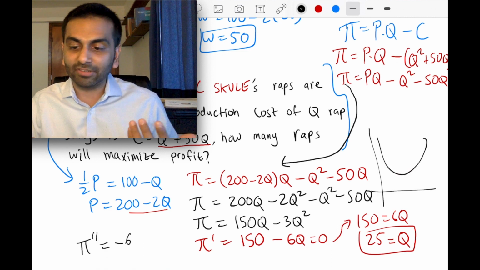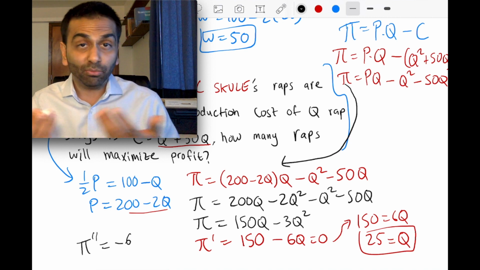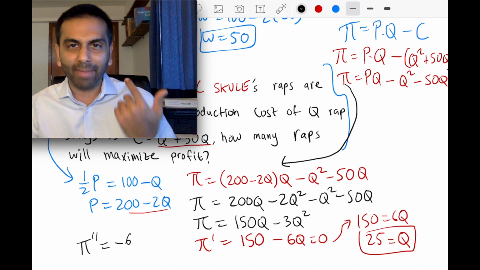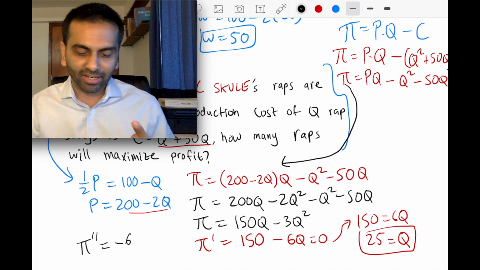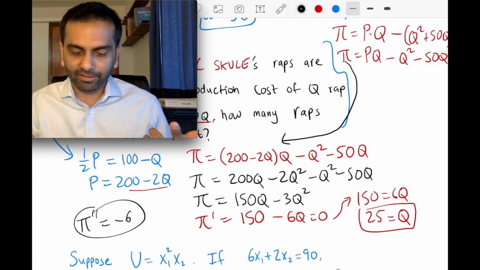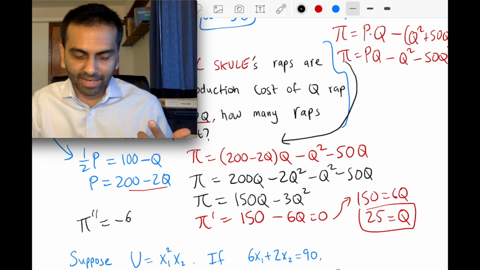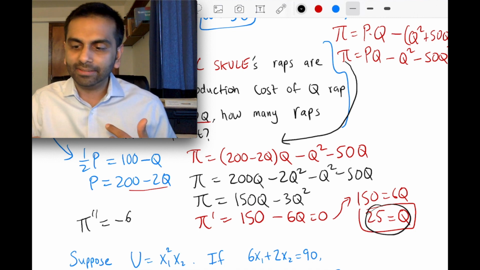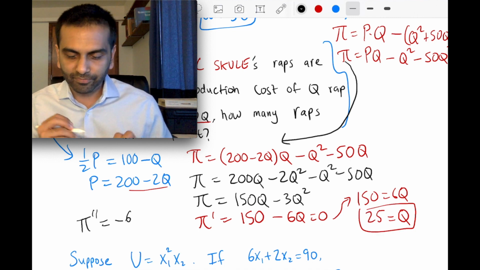Sometimes for some problems, like minimizing cost, you want to minimize, and so you want the second derivative to be positive. But anytime you want to maximize something, you want to make sure that your second derivative is negative. Here, the second derivative was already negative. We didn't even have to plug it in. But if this still had a q in it somewhere, you want to make sure it's negative even after you plug in that critical point of q is 25.